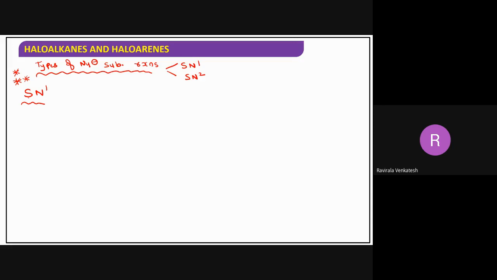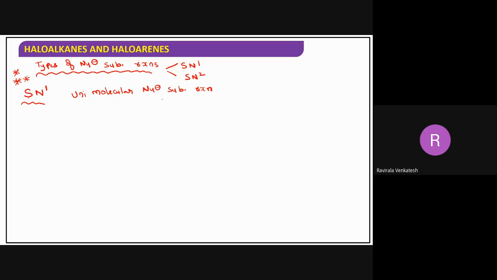Now S for substitution, N for nucleophilic. What is the meaning of one? Uni. Uni means what? One. Unimolecular nucleophilic substitution reaction. This is the full form of SN1 reaction: unimolecular nucleophilic substitution reaction.